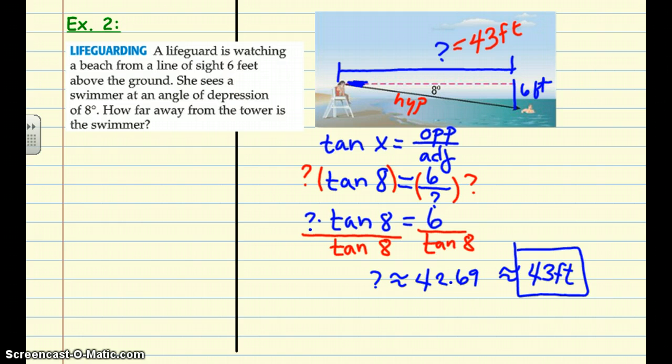I think the most important thing is to try and draw a picture and visualize what information we are given, and then the trig ratio is pretty easy to pick out from there. So there you have angles of depression and elevation.